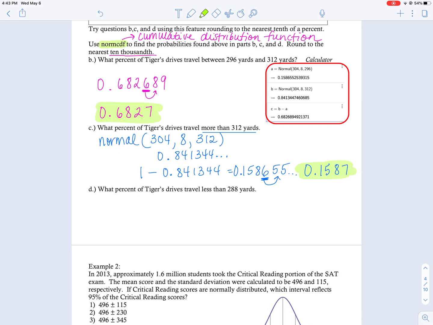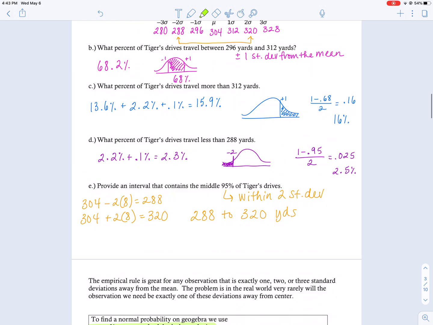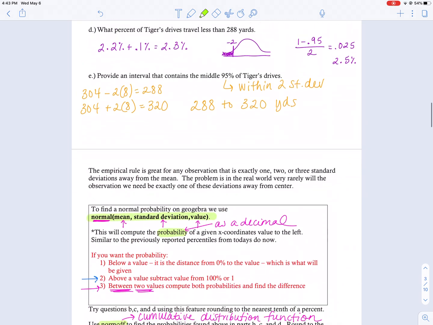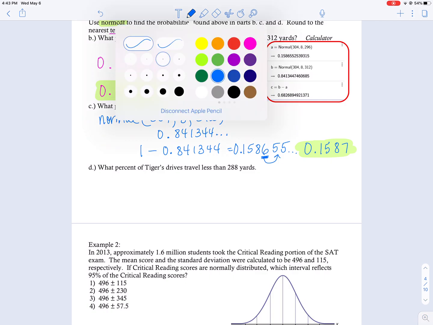And what is that approximately? Approximately 16%, which is what we said before in choice C, or 15.9%, which is exactly what that would be rounded to the nearest tenth. Okay? Okay, I'm going to do that next one. I did it in purple.